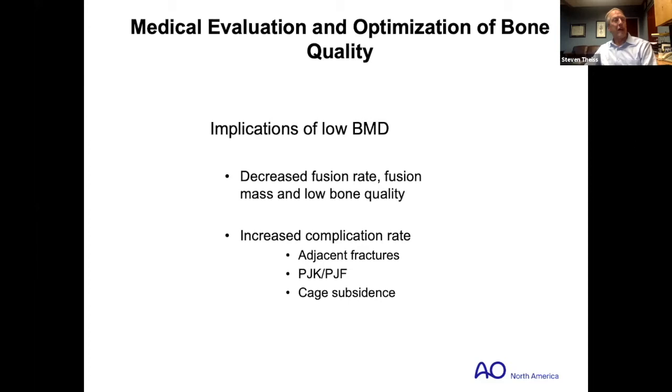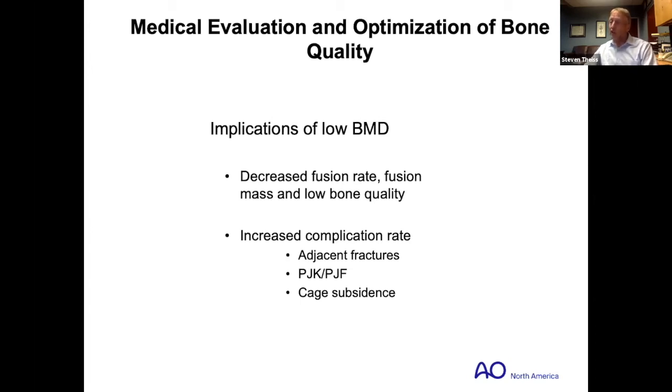There are very well established animal models of osteoporosis. Essentially, you can take animals and ovariectomize them, take out their ovaries, and create osteoporosis. When you do that and you do a spine fusion, their fusion rate goes down. The bone mass that forms in the fusion is not as robust and not as stiff, and the bone quality is poor. But it's not just the fusion rate that's affected by low bone mineral density. It's also other complications associated with the stabilization and the fusion.